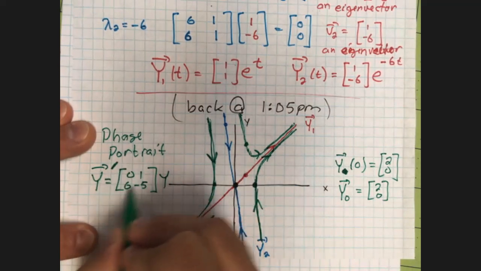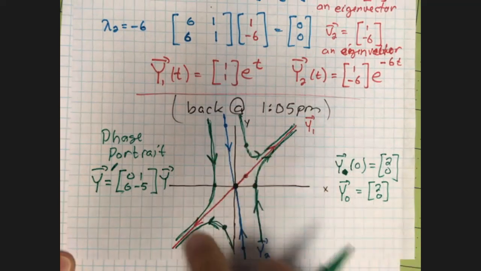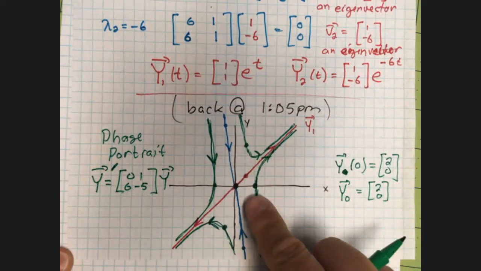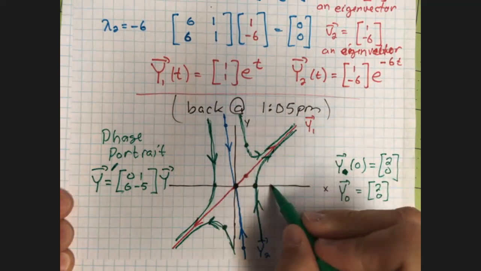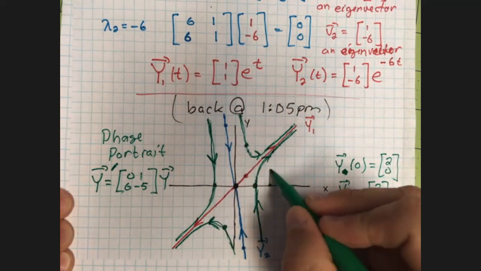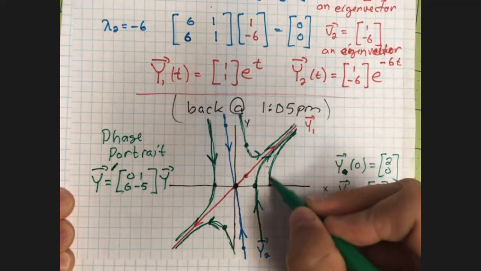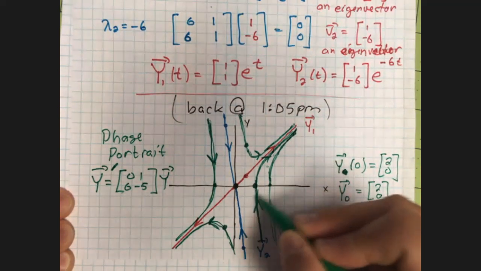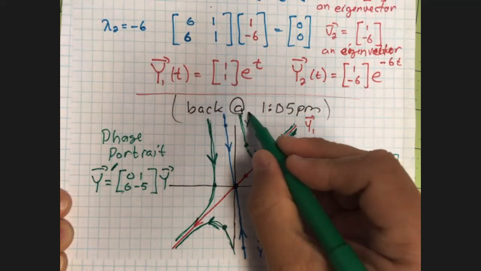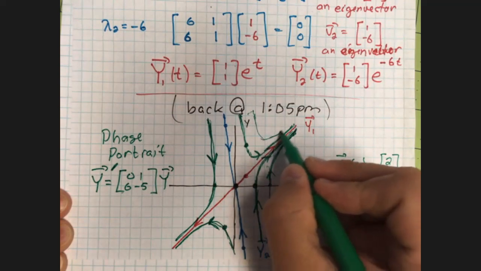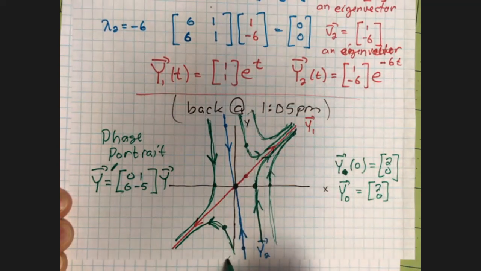Y prime equals [0, 1; 6, -5] y. These are all the possible types of solutions to this system. If I release a boat in a different place over here, well then of course it's going to follow a different path. But it's going to look like that path that I already drew, right?